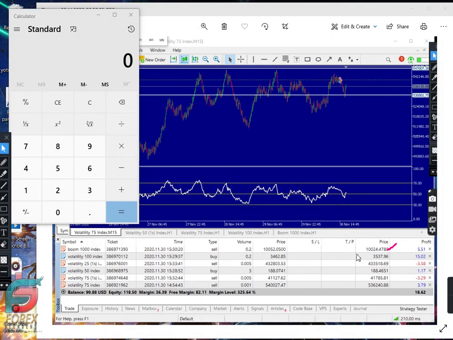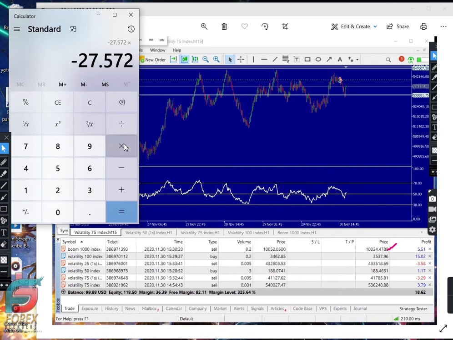So let's start with Boom 1000. I'll type, okay, so that's 124.47. Don't forget the decimal point. So we're minusing 152.0500. Let's see what we are getting. We are getting minus 27. Since we are selling, that's why we are getting a negative.